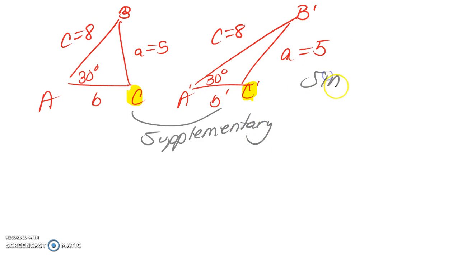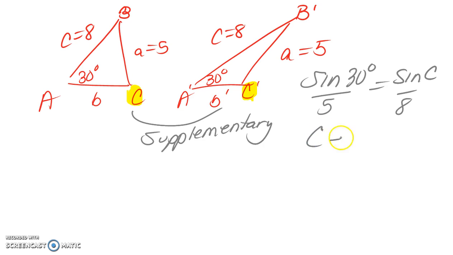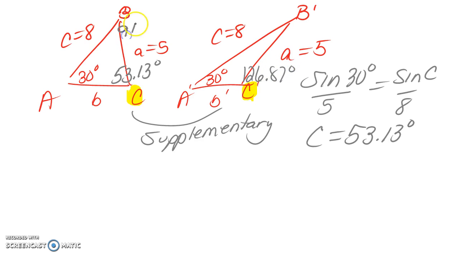The sine of 30 over 5 is equal to the sine of C over 8. So angle C is 53.13 degrees. If I find the supplement of that, angle C in the second triangle is 126.87 degrees. All the angles have to add up to 180 degrees, so angle B is 96.87 degrees, and the other angle B is 23.13 degrees. So all we're left with now is to find side B.